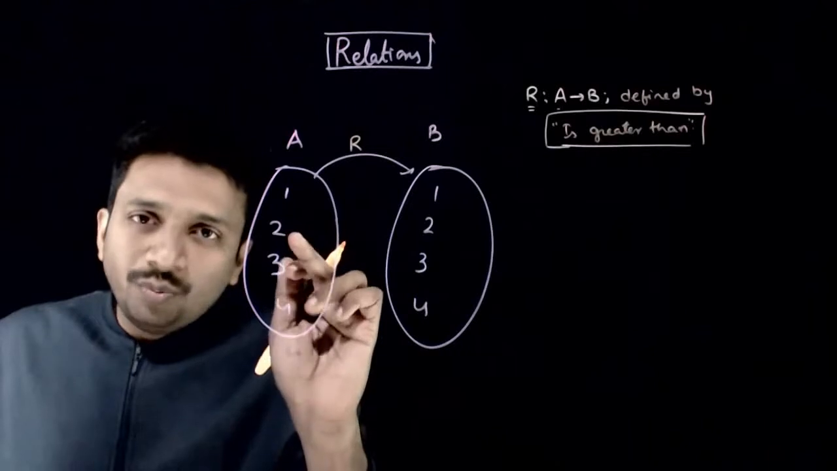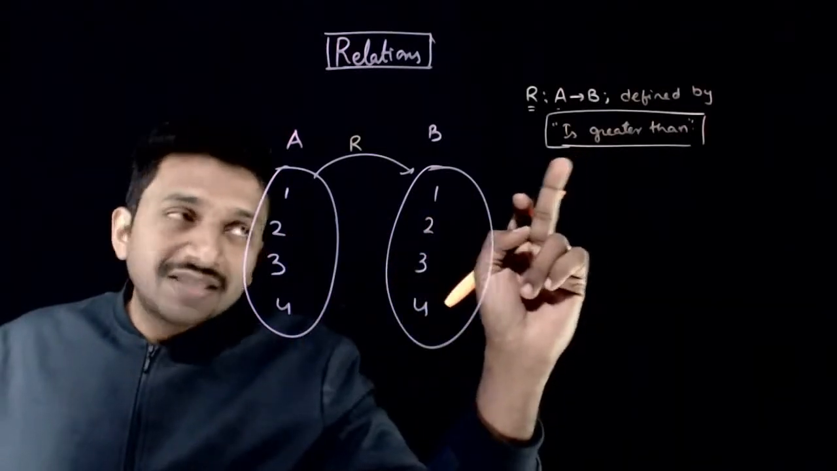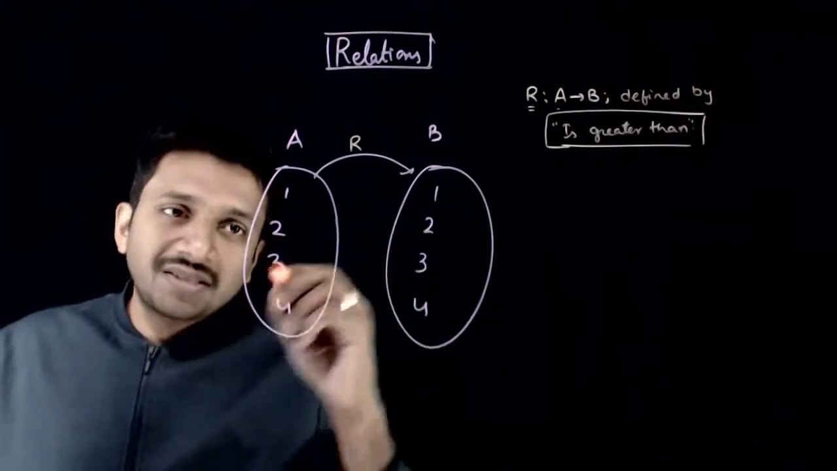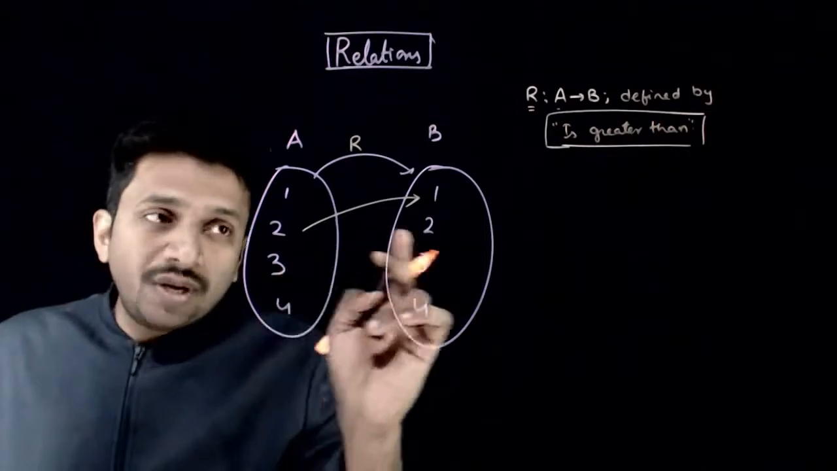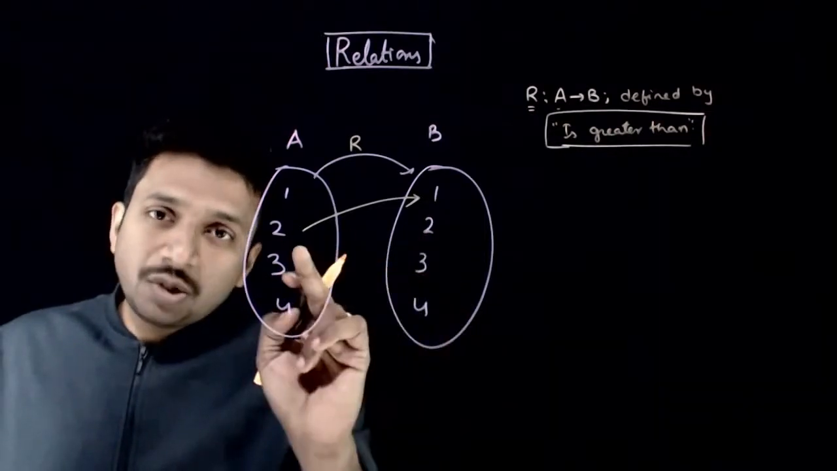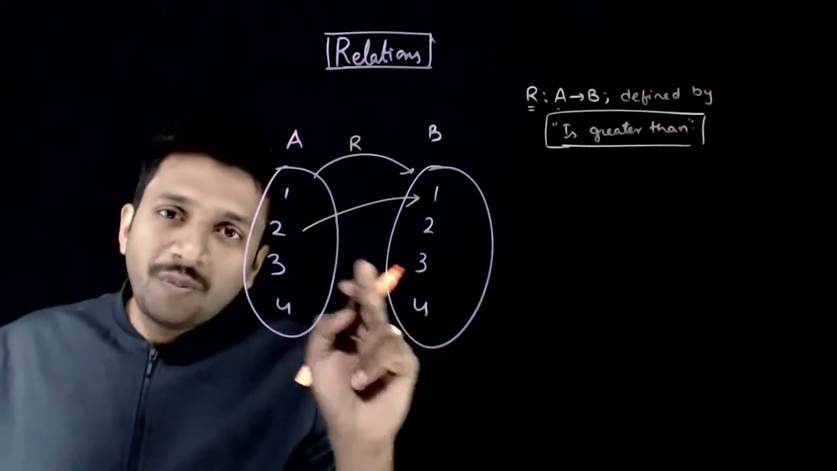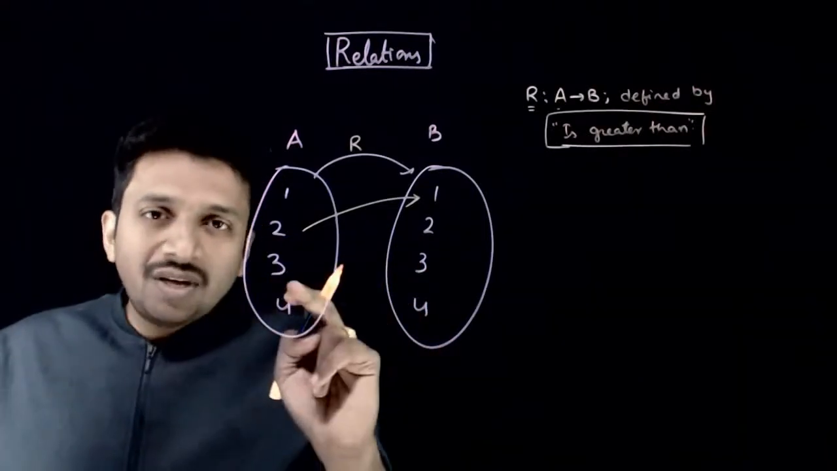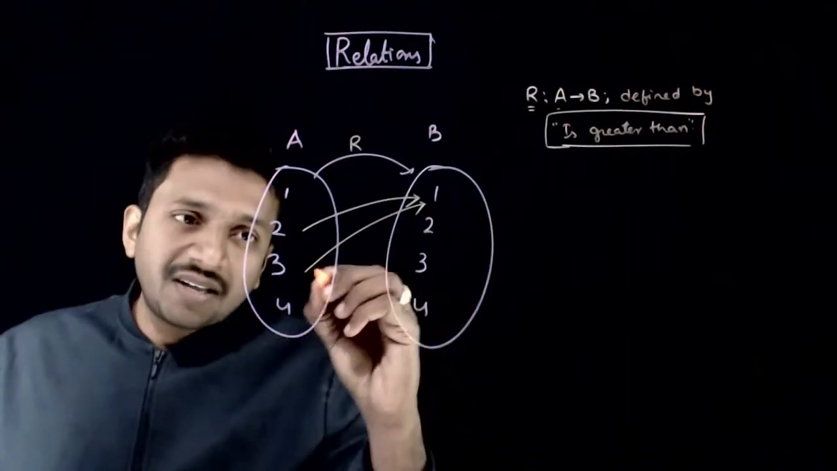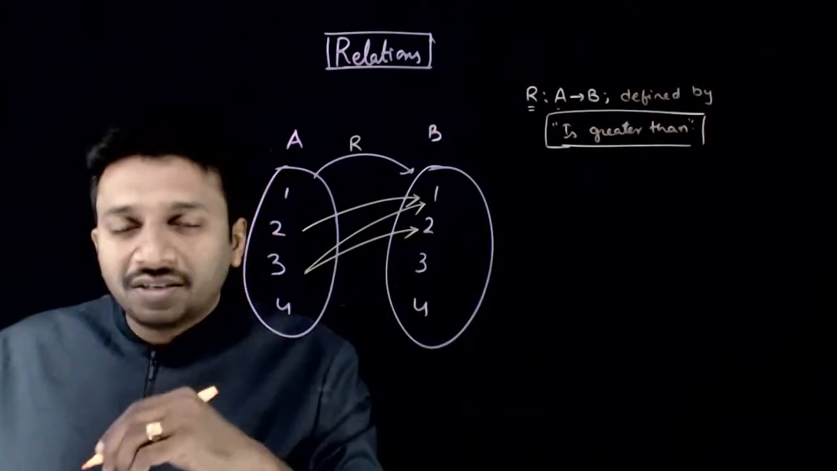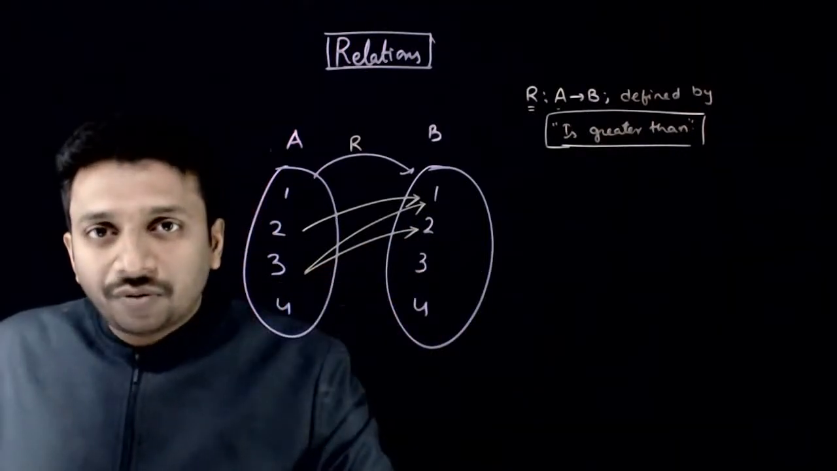Now let us go to 2. Is 2 connected to 1? The question that you need to ask is, is 2 greater than 1? Yes. Hence 2 and 1 will be connected. Is 2 greater than 2? No. Is 2 greater than 3? No. Is 2 greater than 4? No. So there won't be any of these connections. Is 3 greater than 1? Yes. 3 and 1 will be connected. Is 3 greater than 2? Yes. 3 and 2 will be connected. So 3 will not be connected to 3, and 3 will not be connected to 4.